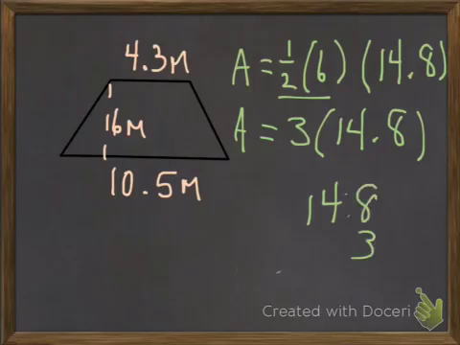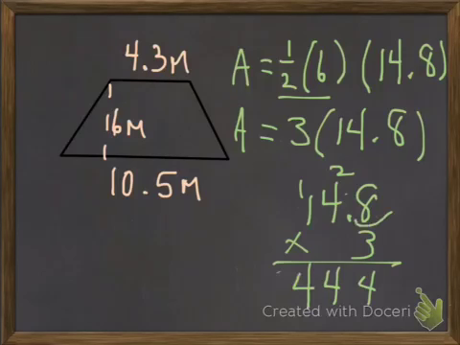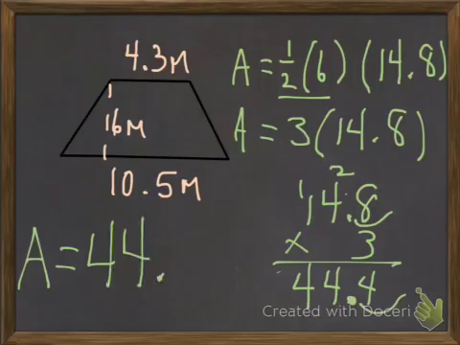14.8 times 3, I don't need to line up my decimals when I'm multiplying. 8 times 3 is 24. 4 times 3 is 12 plus 2 is 14. 3 times 1 is 3 plus 1 is 4. I have one place value there, none here, so it goes one place value over. Final answer, area equals 44 and 4/10 meters squared.